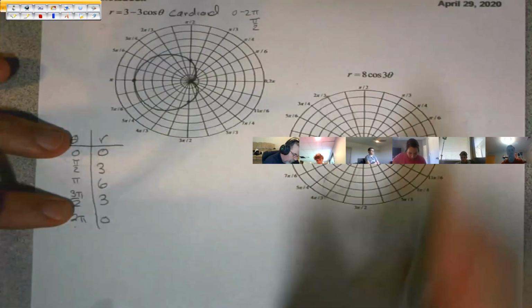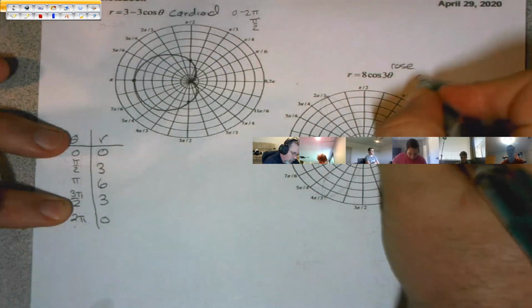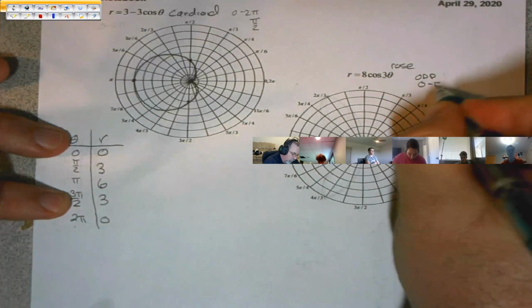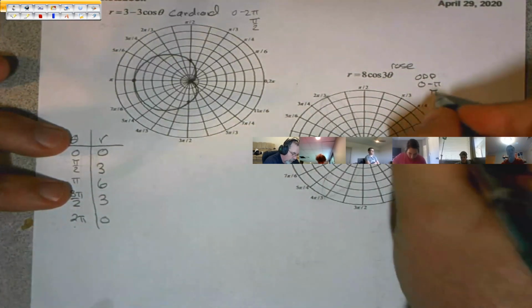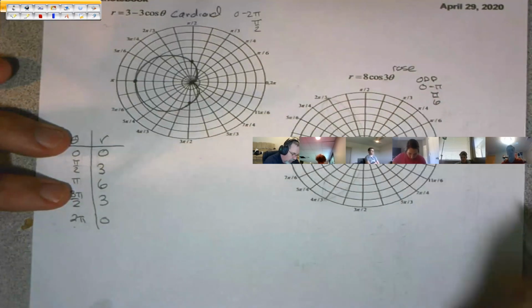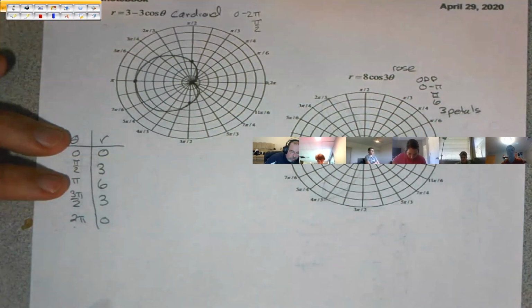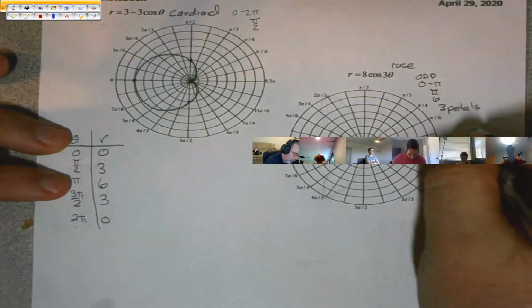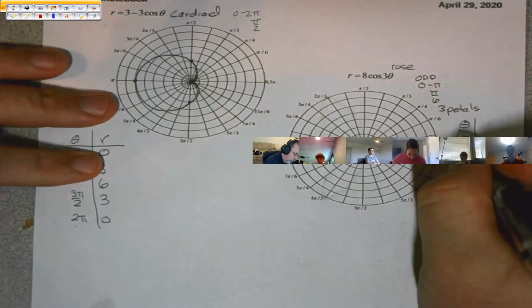All right, the last one. This is a rose. We have an odd coefficient. When we have an odd coefficient, we're going to graph from 0 to pi. That'll complete the entire graph. On this one, we're going to count by pi over 6s, and we should have 3 petals. When it's odd, it's the same amount of petals. When it's even, you double the value, and that's how many petals you would have. You double that coefficient. So the coefficient of theta really tells me a lot about what this graph looks like.